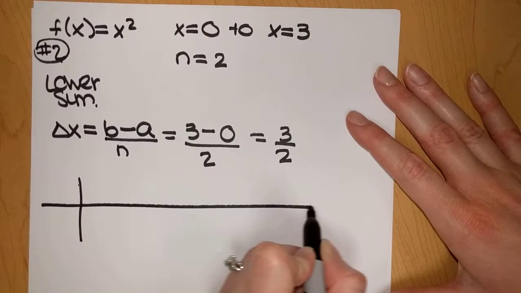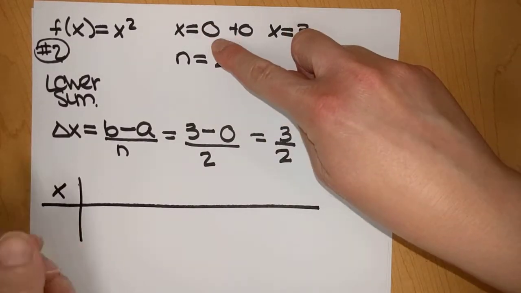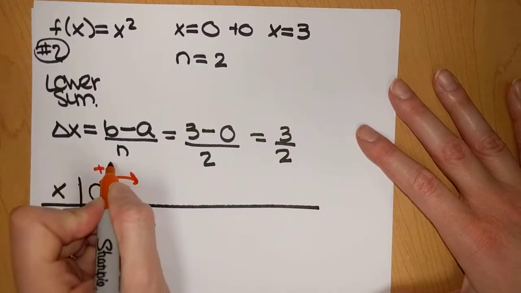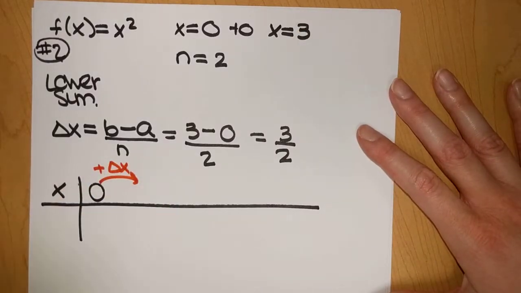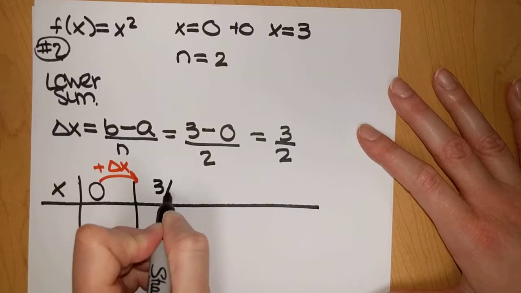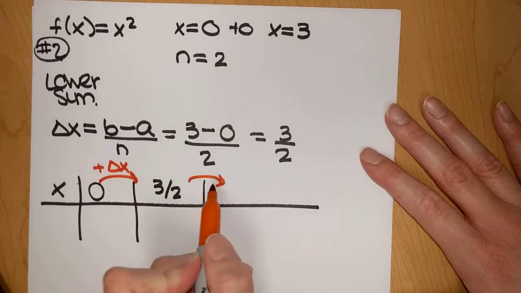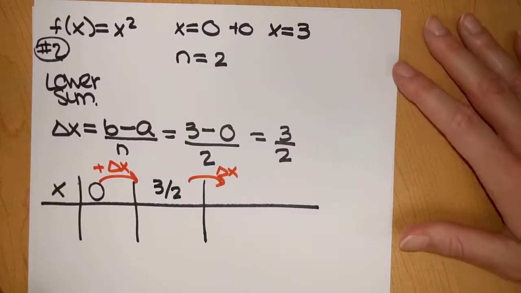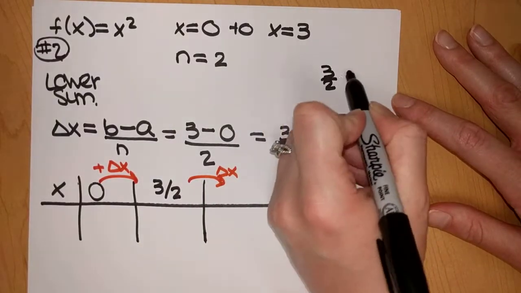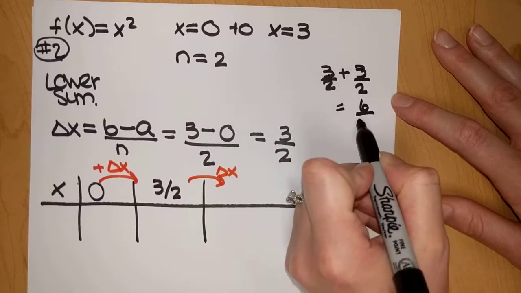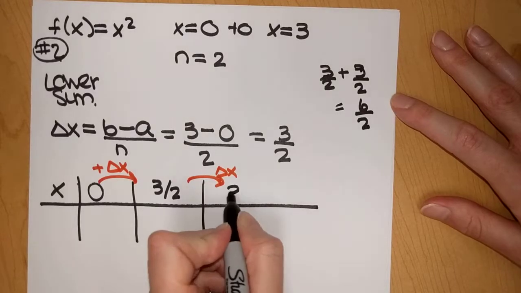So creating our chart here, we'll start with the first x value of 0. And then to go to the next x value, we will add a delta x. So 0 plus 3/2 will just give us 3/2. And then we will add another delta x to get to our last value. So again, we're taking 3/2 plus the delta x value of 3/2, so that gives us 6 over 2, and then that, of course, is just 3.